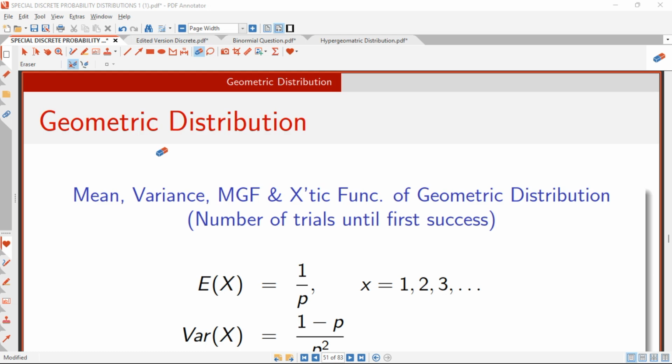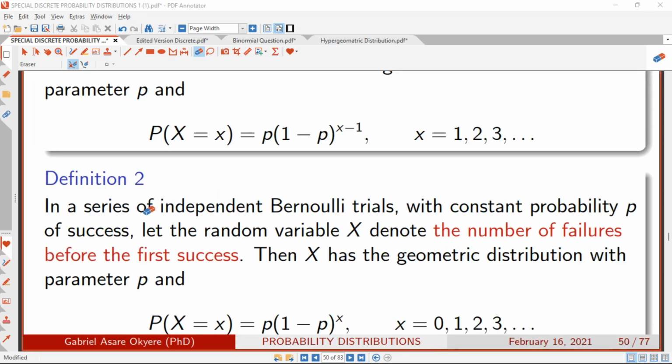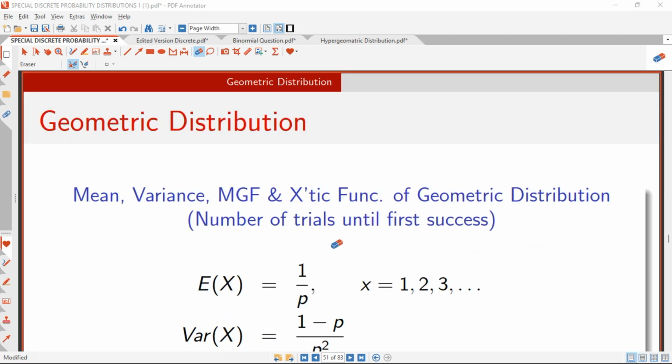For the second definition, in a series of independent Bernoulli trials with a constant probability P of success, let the random variable X denote the number of failures before the first success. Then our PMF will be P times (1 minus P) raised to the power x. So here it will not be x minus 1, but rather x. That is the two PMFs for the geometric distribution.